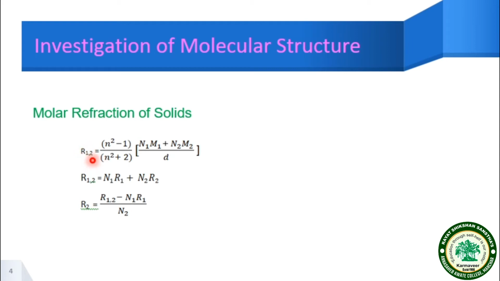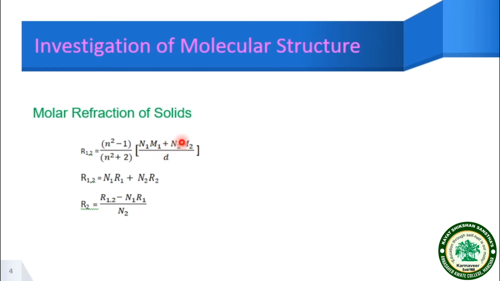This is the representation generally. Now this formula is represented in a short way as R12 equal to N1 from this and R1 from the remaining parameter, N2 this and R2 from the remaining parameter. So what is R1? R1 is the molar refraction of solvent and R2 is the molar refraction of solute. So R2, the molar refraction of solute, can be evaluated by rearranging this formula. R12 can be measured from these known things, because the mole fraction can be evaluated: number of moles of solvent divided by total moles, number of moles of solute divided by total moles. So N1 and N2 can be evaluated.